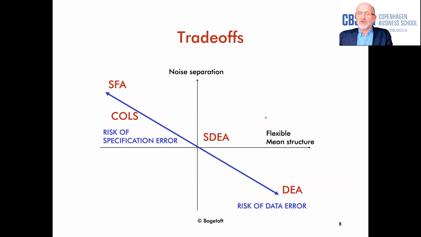As I mentioned before in some other presentations, SFA is preferable if you are concerned about noise separation, and you can live with a relatively more restricted mean structure, the relationship between input and output, like the functions we draw. If you want a really flexible one, if you have very little clue upfront about what is the relationship between your potentially multiple inputs and multiple outputs, you might want to go with a DEA model. And then you have to give up part of that noise separation.